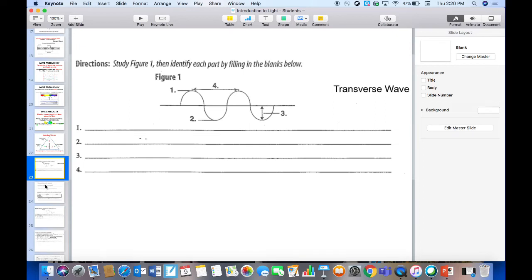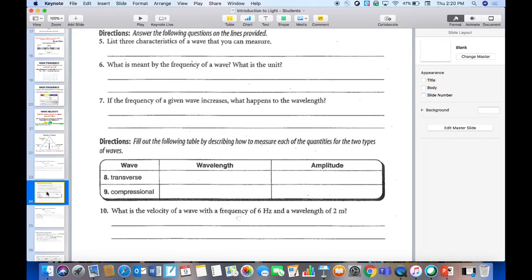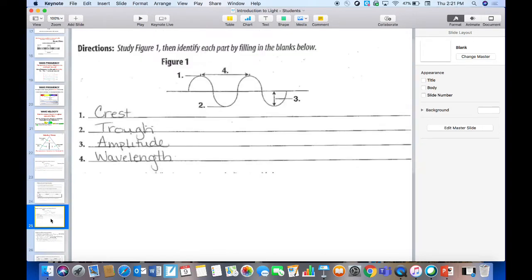So on that worksheet, like I said, we're going to talk through the answers to these questions, 1 through 10. On the worksheet, there's a diagram first, and it wants you to label 1, 2, 3, and 4. What are the parts of that wave? Hopefully when you look at that wave, you should know that that S-shaped wave is a transverse wave. So you should easily be able to fill in what each of those numbers is representing.